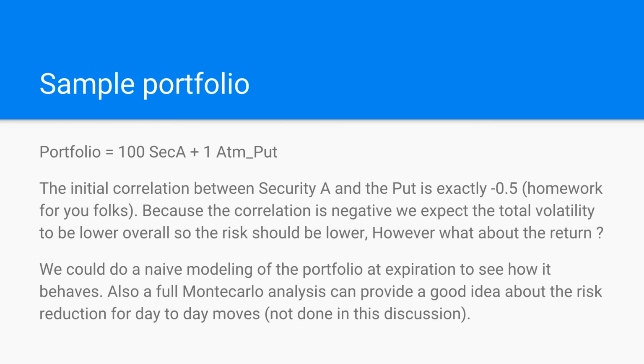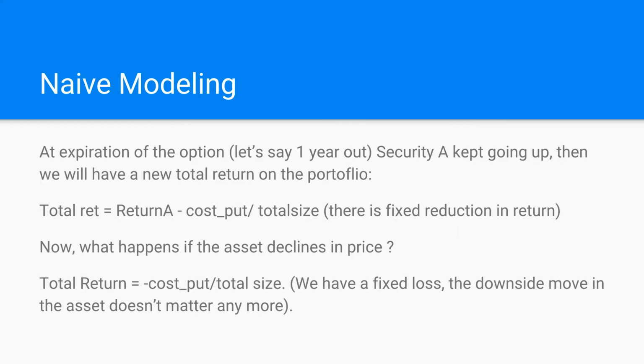Naive modeling is easy because then I can ignore all the path dependency of this thing, and let's focus on what happens at expiration. At expiration, imagine that the put is a LEAP, an option that expires 12 months from now. So what happens at the end? What is the status of my portfolio? If the portfolio keeps moving up, I mean the market, my portfolio, the market just goes to the moon, the total return will be the return of my portfolio minus the cost of the put divided by the total size, I mean the percentage of the cost of the put.